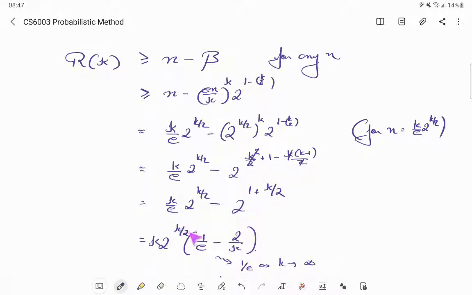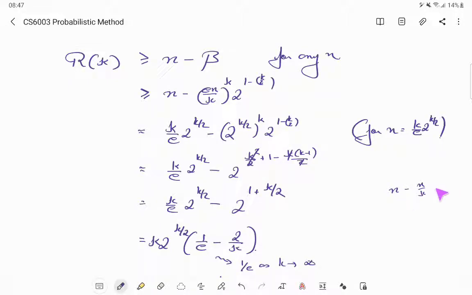k times 2 to the power k/2 divided by e. This was the main term. The term that you are subtracting out is of the order 2 by k times the first term. So what you are subtracting out is of the order 2 to the power k/2, which is more like a 1 by k factor of the n term, right? So usually if you start with some n, what you are subtracting out is approximately n by k.